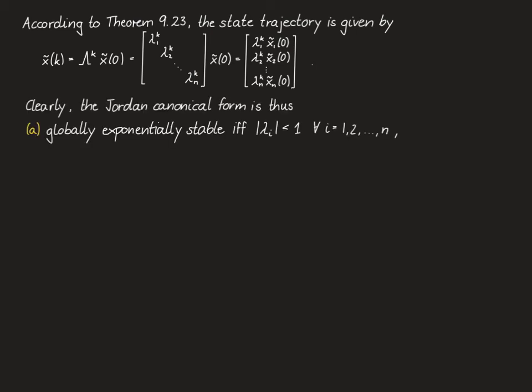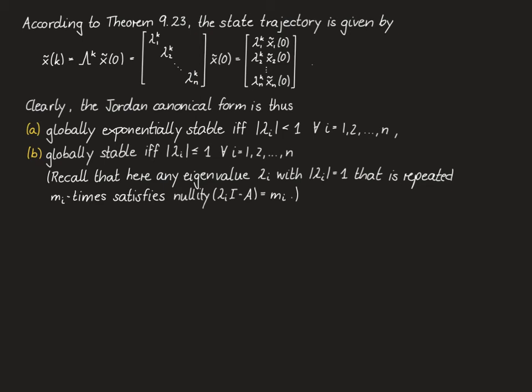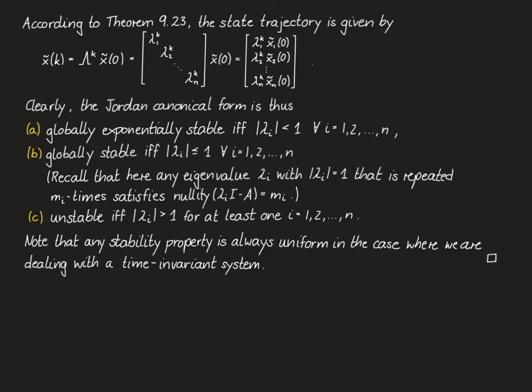Hence, the Jordan canonical form is clearly A, globally exponentially stable if and only if all eigenvalues lambda_i are in magnitude less than 1. B, globally stable if and only if all of the eigenvalues are in magnitude less than or equal to 1. And remember that in this case, any repeated eigenvalue with magnitude 1, which is repeated m_i times, satisfies that the nullity of lambda_i times identity minus A is equal to m_i. And C, unstable, if and only if there exists an eigenvalue lambda_i, which in magnitude is greater than 1. And as a final remark, note that any stability property will automatically be uniform since we're dealing with a time-invariant system.